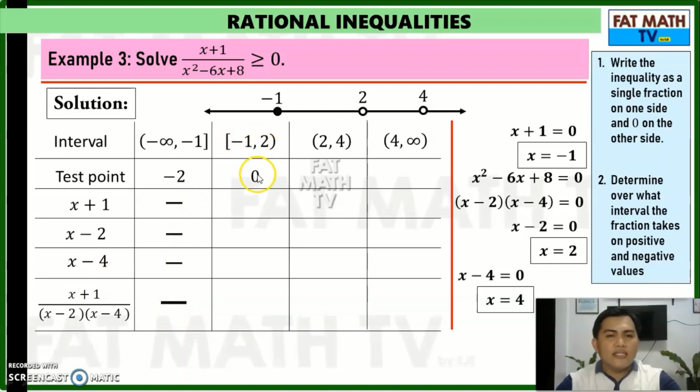How about for the second interval? We can identify 0 in this interval. 0 plus 1 is 1, so that's a positive. And then 0 minus 2 is -2, so that's a negative.